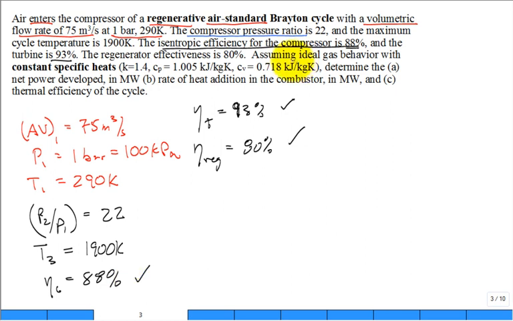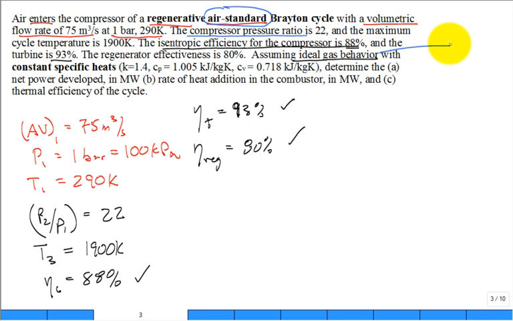All right, assume ideal gas behavior. Well, that's really embedded in the air standard analysis. This is repeated information. They could have left that out. Assume steady state behavior. Yeah, there's no transient behavior in the problems that we solve.